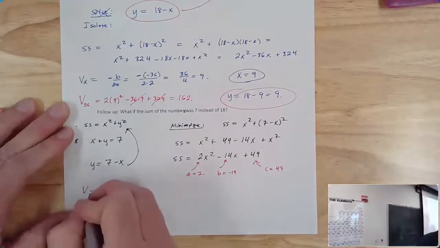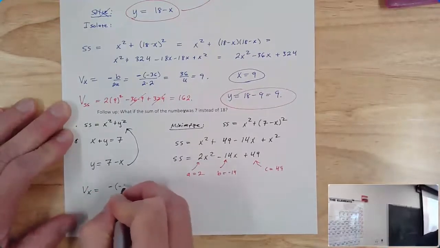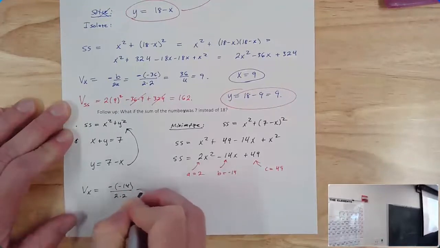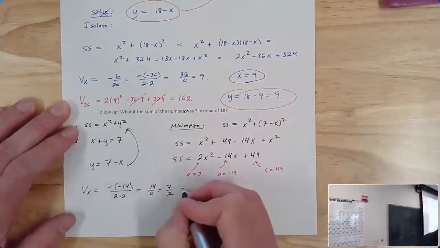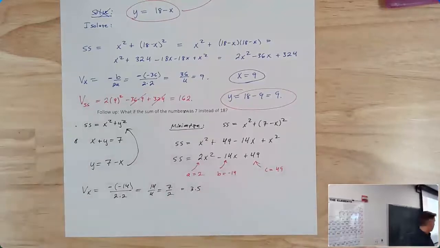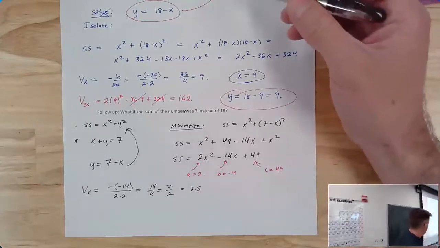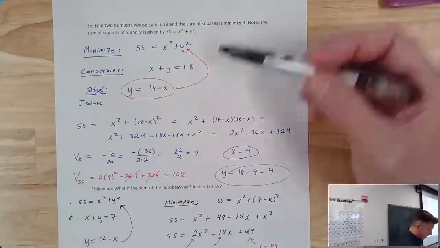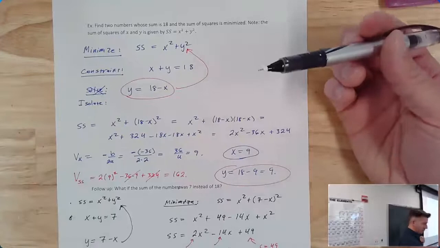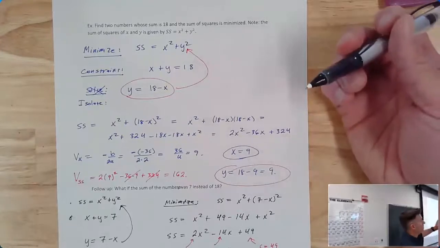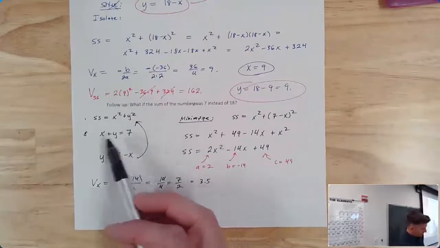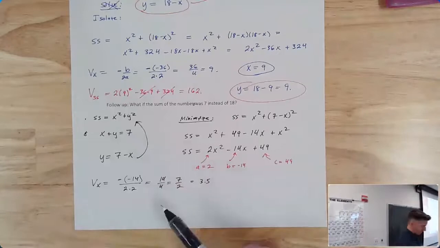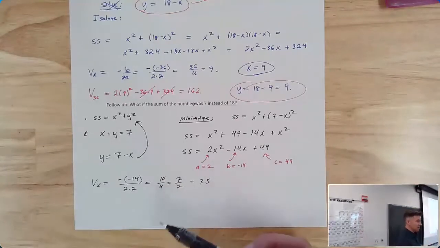So then the X coordinate of our vertex is negative 14 over 2 times 2, which is 14 over 4, which reduces to 7 halves. Or if you like a decimal, 3.5. I don't find this particularly surprising because just like before, when you had two numbers adding up to 18, we found that each of them being 9 minimized the sum of the squares. Here, same deal. We have two numbers adding up to 7, and each of them being half of 7 is going to be the thing that minimizes the sum of the squares.